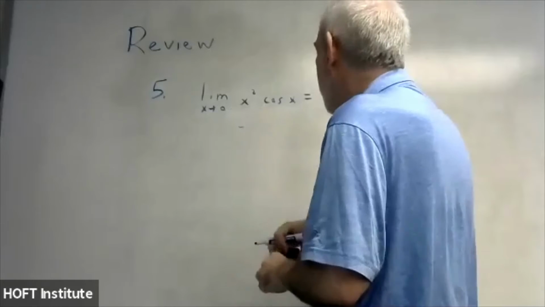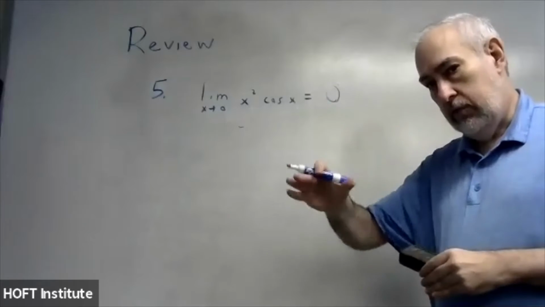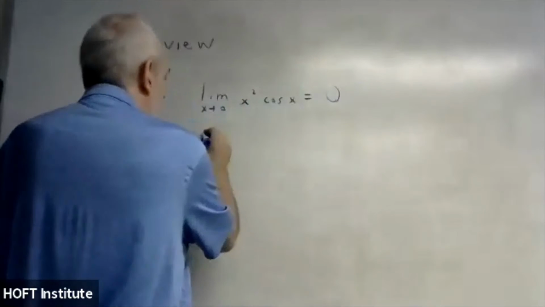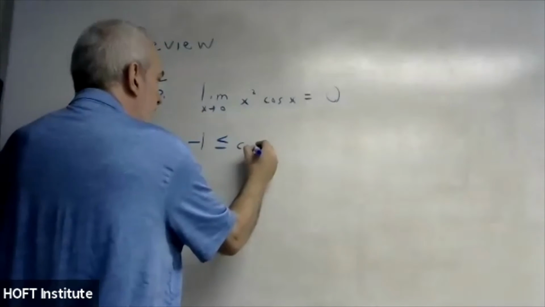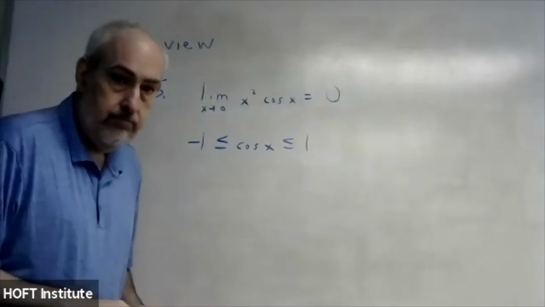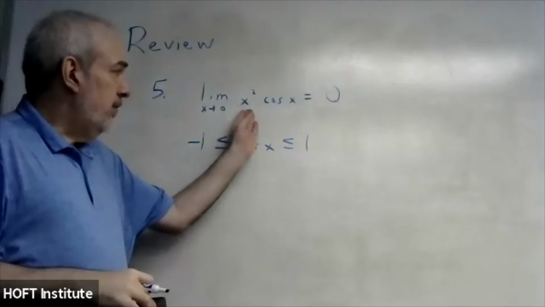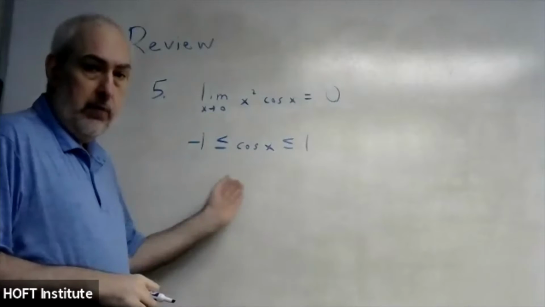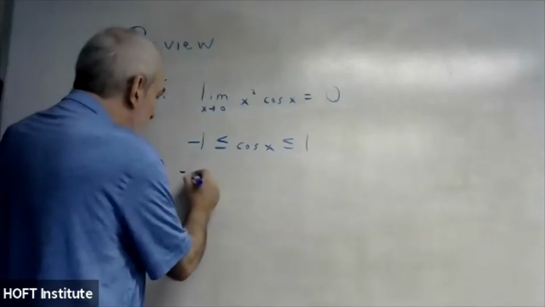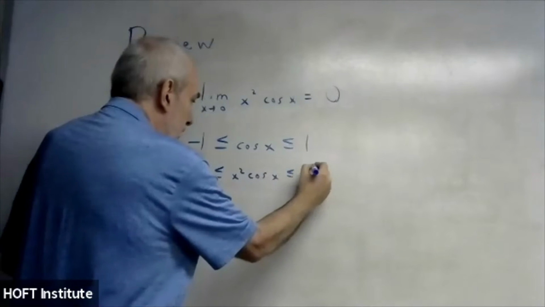They want you to note that cosine of x is a trig function that always goes between minus 1 and 1. It just goes between minus 1 and 1 over and over again. So you can write down the inequality that cosine of x is always between minus 1 and 1 for all values of x. Okay? Now, the next thing they want you to do is to create this pattern, x squared cosine x, by multiplying both sides of this equation, or all three sides, by x squared. So you get negative x squared is less than or equal to x squared cosine x is less than or equal to x squared.